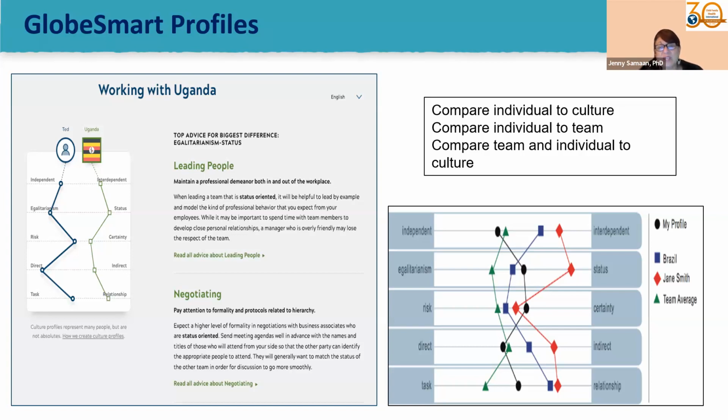Another way this tool can be used is if a group of students are going abroad, they can compare their own GlobeSmart profiles to others on the team that's going, and therefore they can have a very in-depth discussion about, again, how similar or dissimilar they are to one another.